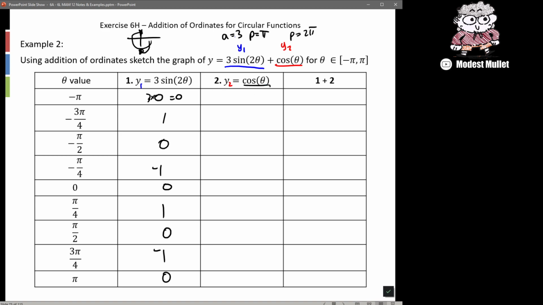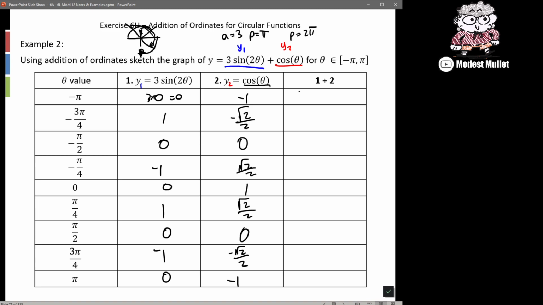Now we can just do cos, and cos is just the standard cos function, so it should be pretty quick. Cos of -pi, going around here to -pi is -1. -3 pi on 4 is there, so that would be negative root 2 on 2. -pi on 2 is there, so that is 0. -pi on 4 is there, that is still negative. No, cos, that would be positive root 2 on 2. Cos of 0 is 1. Cos of pi on 4 is root 2 on 2. Cos of pi on 2 will be 0. Cos of 3 pi on 4 over there will be negative root 2 on 2. And cos of pi will be negative 1.